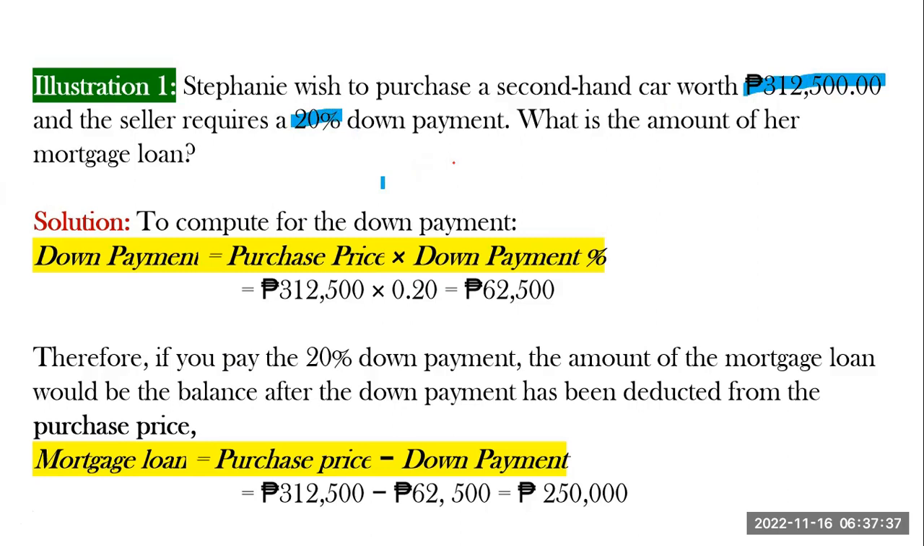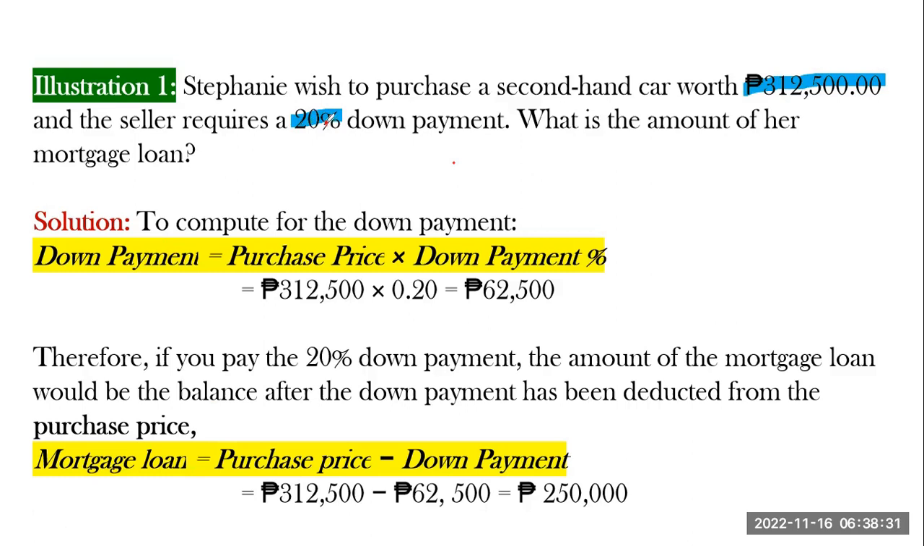So, ganun kasi kapag you will have a car loan, of course, you need to have a down payment para sa part din yun nung nagpautang ng sasakyan. Now, to compute for the down payment, what is the 20% of 312,500? So, to get the 20%, we just need to multiply. So, down payment is equal to the purchase price times the down payment in percentage. So, the purchase price is 312,500. Okay, 312,500 times the percentage of the down payment, which is 20%, and that is equal to 0.20.